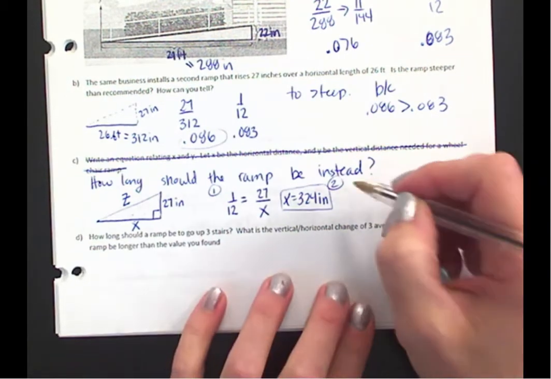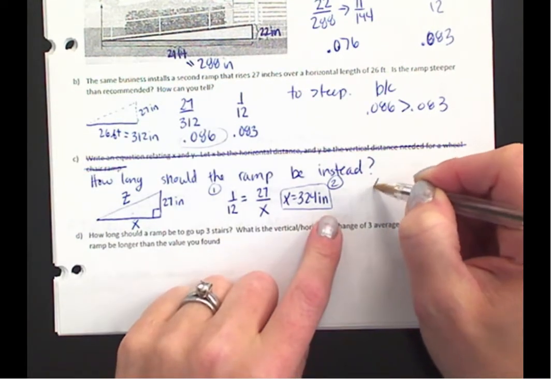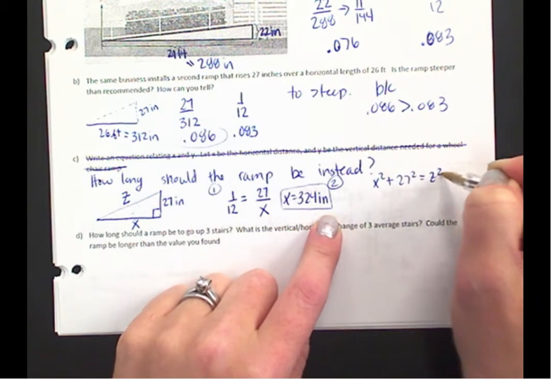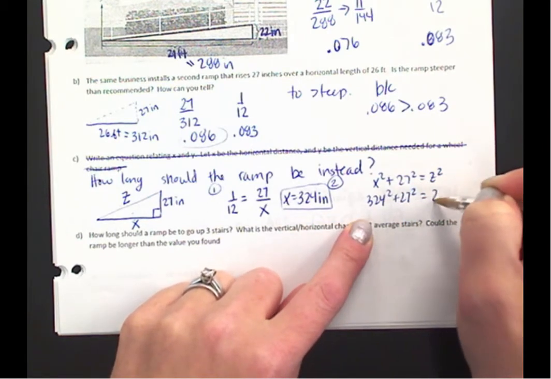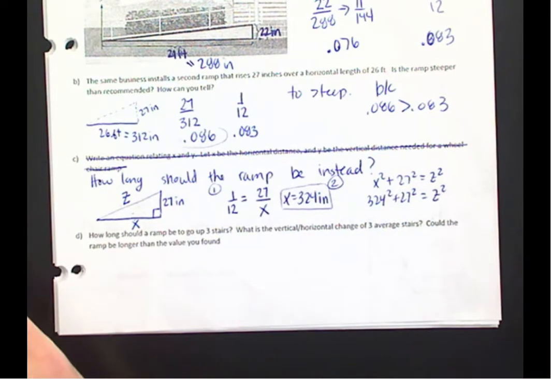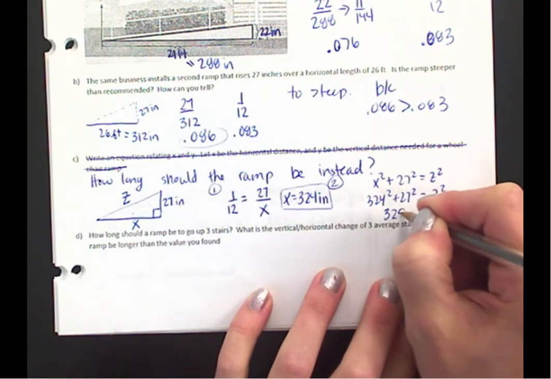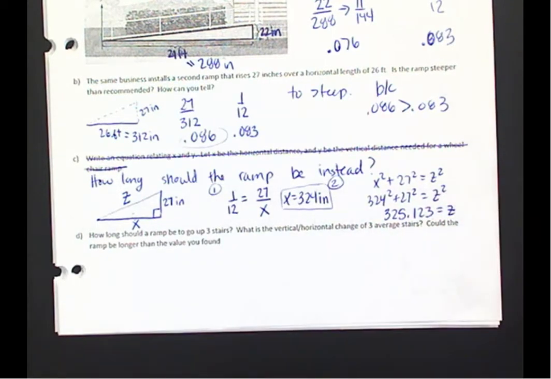So if this is 324, x squared plus 27 squared equals z squared. So 324 squared plus 27 squared, square root. Okay, so I get 325.123 equals z, right? And that's obviously rounded, but don't make it too short.